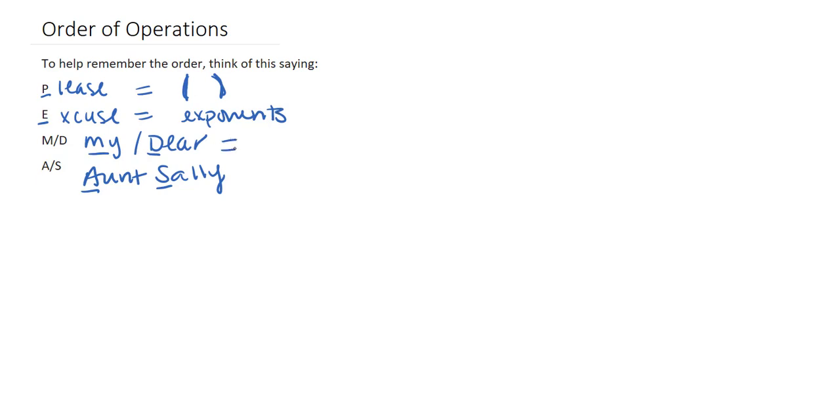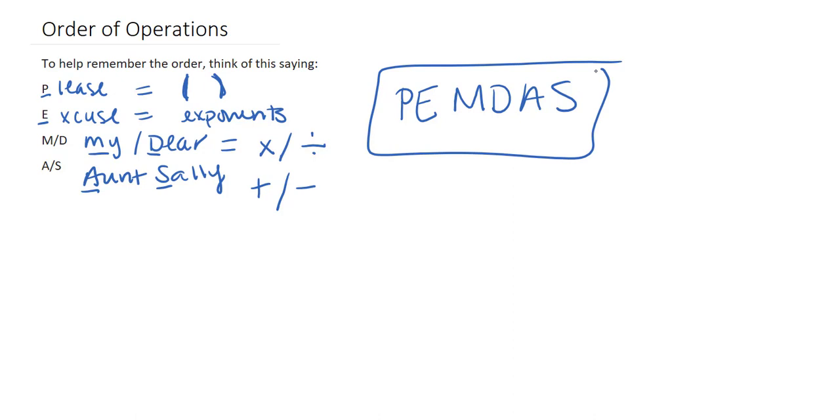Then the next thing we look at is multiply or divide. That's why M and D stand for multiply and divide. And then lastly, Aunt Sally, AS, stands for addition and subtraction. Some people just remember PEMDAS: parentheses, exponents, multiply, divide, add, subtract. So this is one step, the next step, and then the last step.